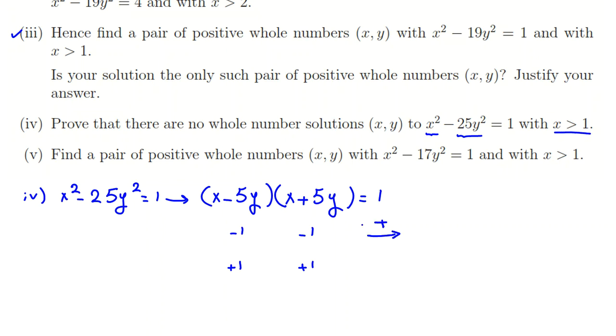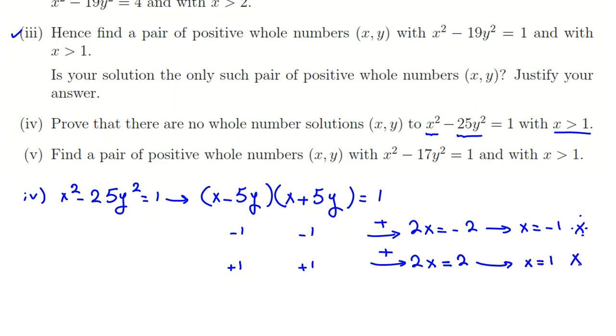So if we add these two equations, negative 5y and 5y will be cancelled, and 2x equals negative 2. So x equals negative 1 here, which is a contradiction because x is greater than 1. Similarly here, x minus 5y is 1 and x plus 5y is 1. Because they are integers, we can factorize because the product is 1. If we add, 2x, negative 5y and 5y will be cancelled, plus 1 will be 2, and x equals 1. Again, contradiction, because x has to be greater than 1. Okay, we've proved part IV.